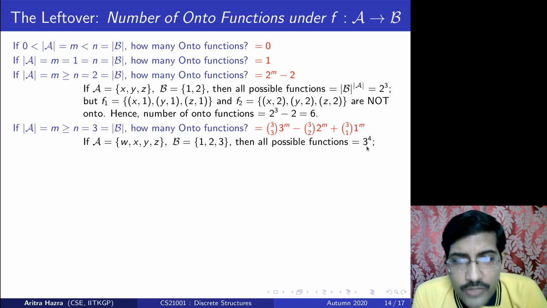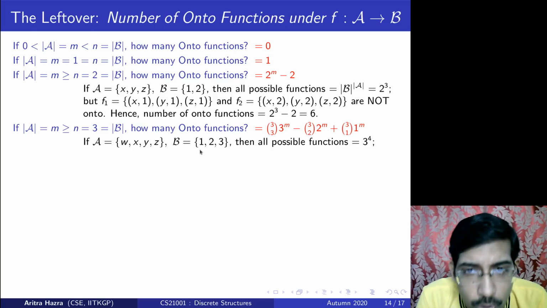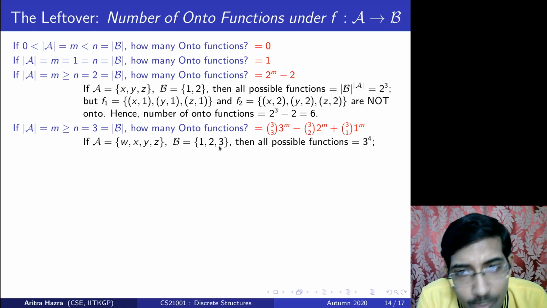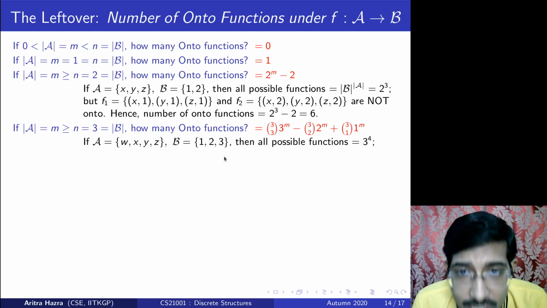So among these 3 to the power 4 functions, which of them will not be onto? I can leave out 3 and map all of them to 1 and 2. I can leave out 2 and map all of them to 1 and 3. I can leave out 1 and map everything to 2 and 3. These 3 types of mapping that I just described are the categories where the function is not onto.